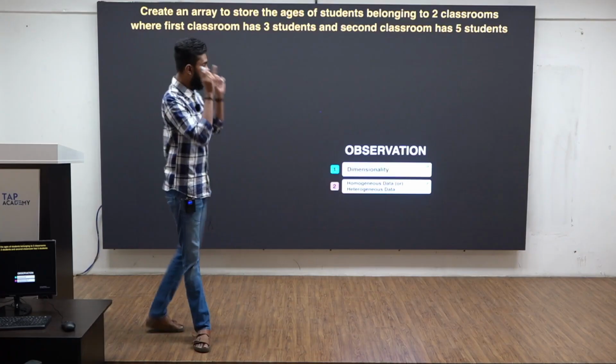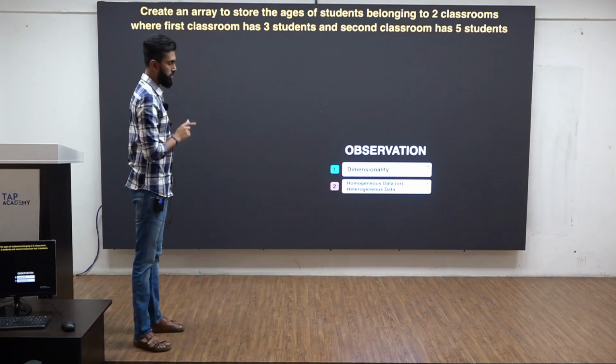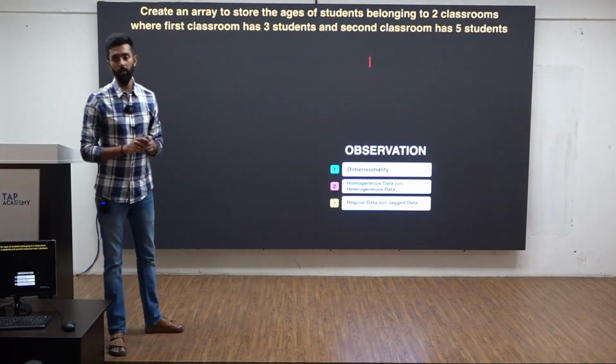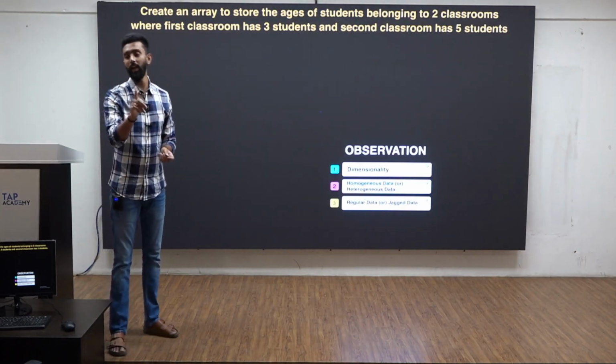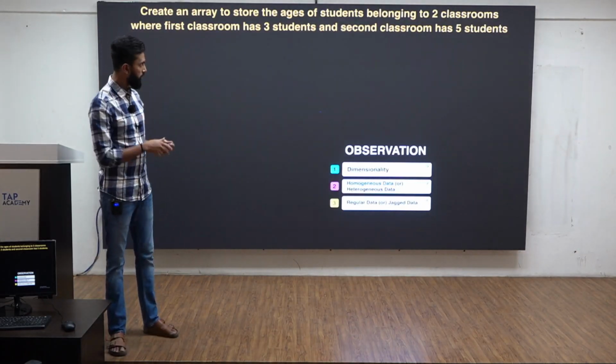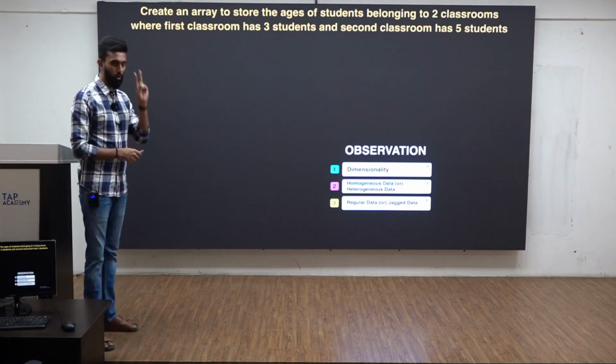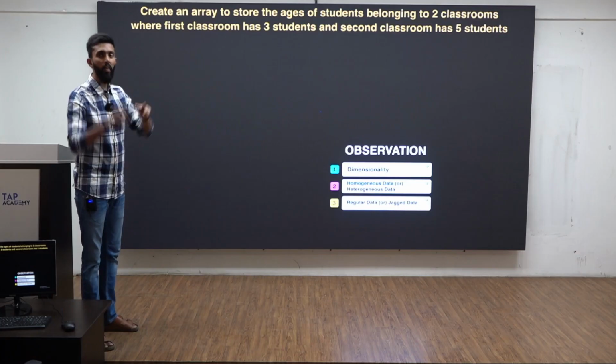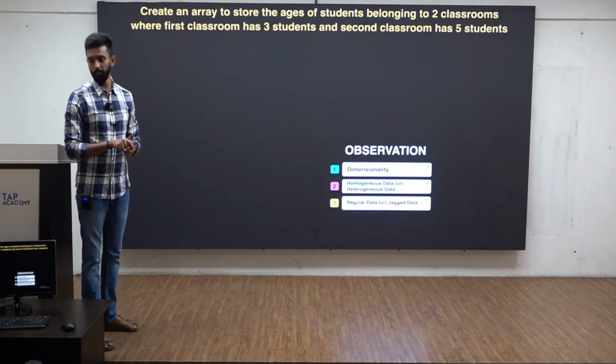But if you now ask the next question, whether the data is regular or jagged, now it is jagged. Why do you say that? Because how many classrooms? 2. Equal students or unequal? Unequal. And that is how real life is.